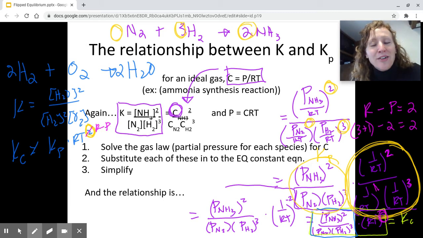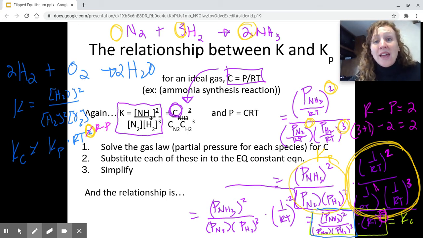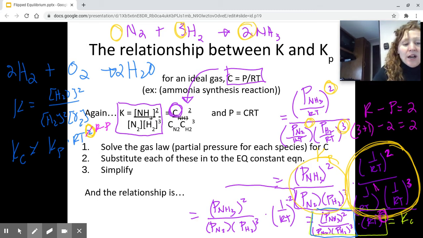We now have a relationship between Kc and Kp that we can substitute in for any equation we come to. Kc is going to be equal to Kp times RT raised to the coefficients of reactants minus coefficients of products.